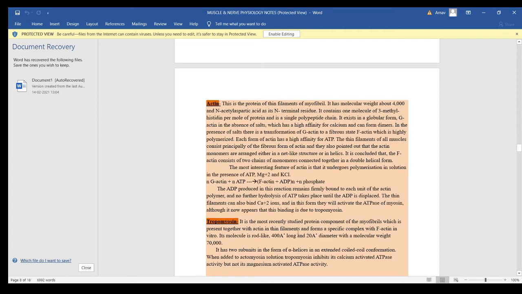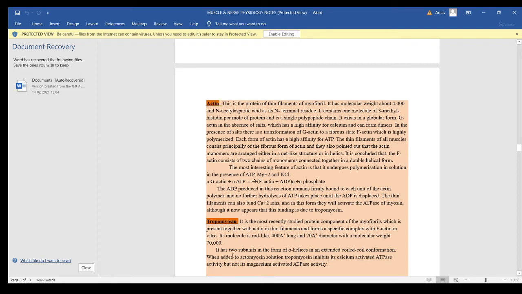It is the most recently studied protein component of the myofibrils, which is present together with the actin in thin filaments and forms a specific complex with F-actin in vitro. Its molecule is rod-like. Tropomyosin appears in the form of a rod-like molecule which is about 400 Angstrom long and 20 Angstrom in diameter, with a molecular weight of about 70,000. It has two subunits in the form of alpha helices in an extended coil conformation.